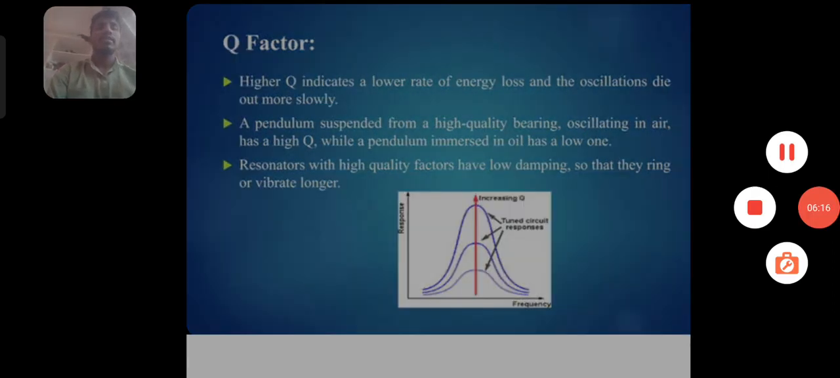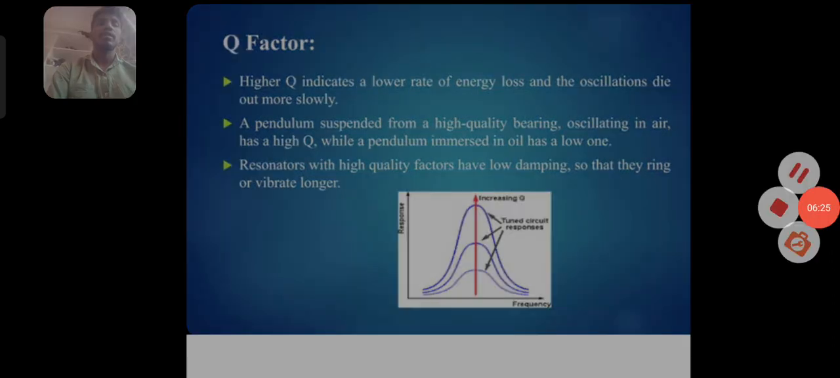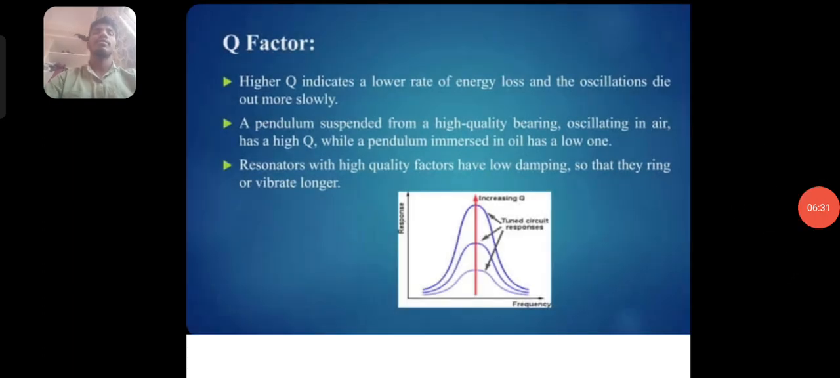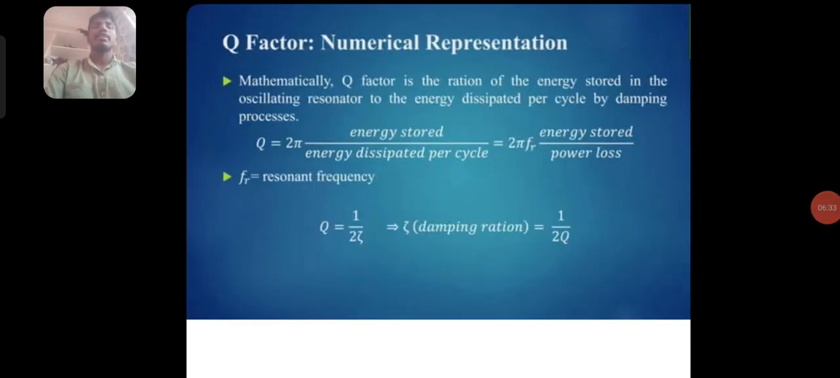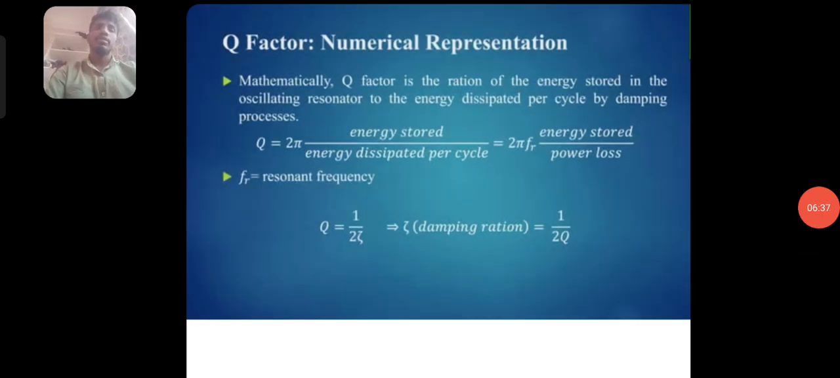A pendulum oscillating in air has high Q, while a pendulum immersed in oil has a low one. A resonator with a high quality factor has low damping, so that it rings or vibrates longer. And next, it is the numerical representation of the Q factor. It is the ratio of the energy stored in the oscillating resonator to the energy dissipated by damping.